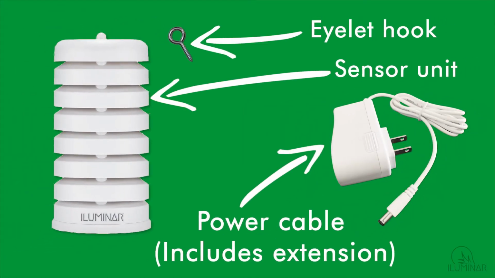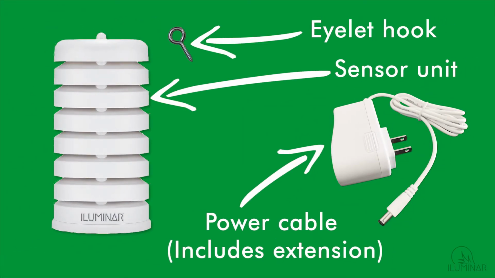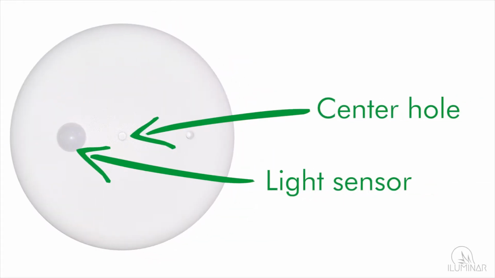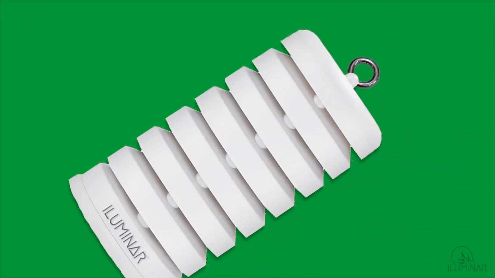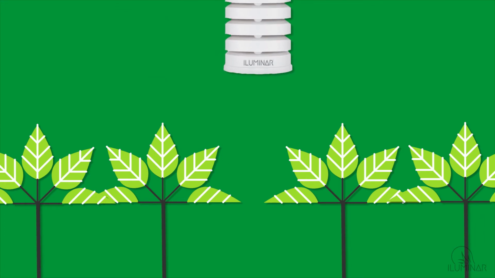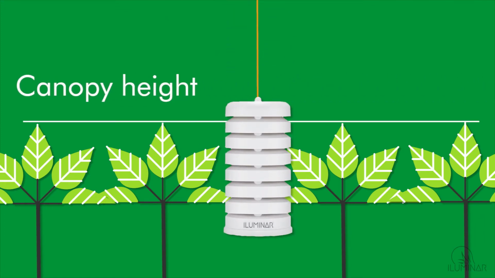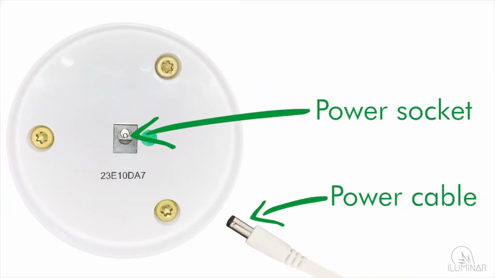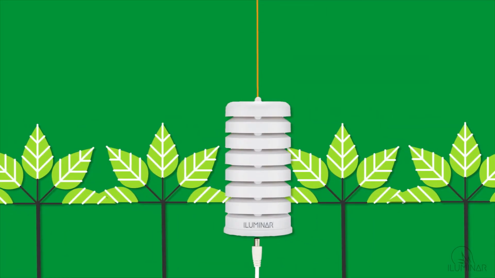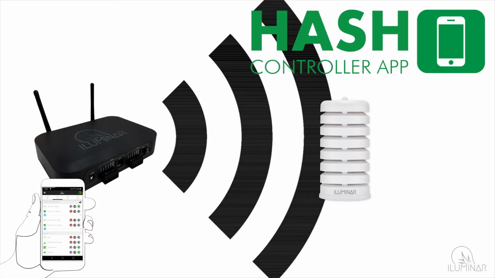Unpack the environment sensor and attach the eyelet hook to the sensor hole in the top of the unit. And then hang it in a central position in your garden at around the height of your canopy. Once the sensor is hung, attach the power cord to the bottom and the extension cable if needed, but in order to use your environment sensor, it must be connected to the Hash app.